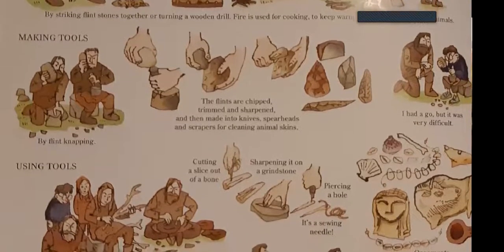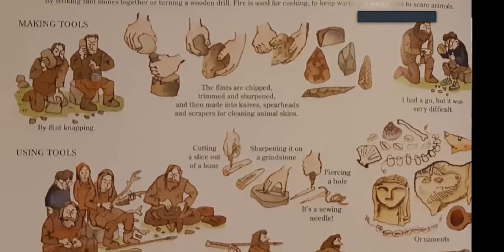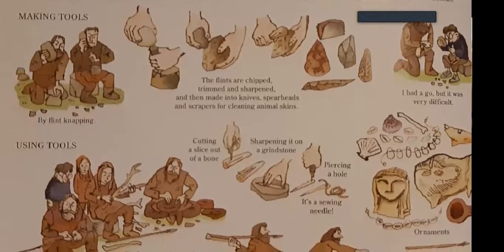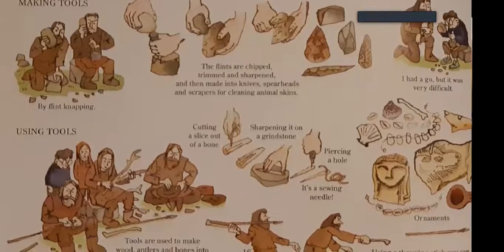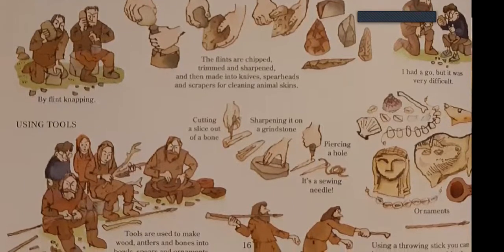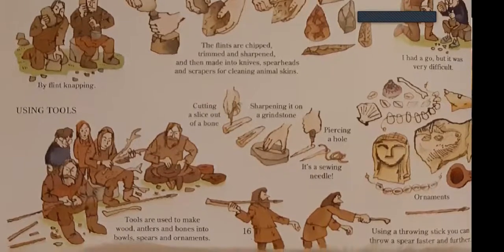I saw them using tools. Tools are used to make wood, antlers and bones into bowls, spears and ornaments. I saw them cutting a slice out of a bone, sharpening it on a grindstone, piercing a hole. It's a sewing needle. Using a throwing stick, you can throw a spear faster and further.